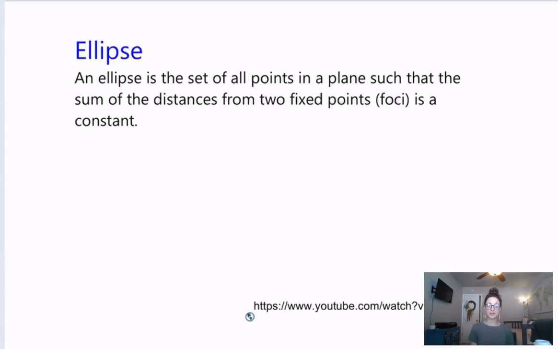Okay, so that was something we're probably already fairly familiar with. Now let's look at an ellipse. An ellipse is defined as a set of all points in a plane such that the sum of the distances from two fixed points called foci, so that's the plural of focus, is a constant.